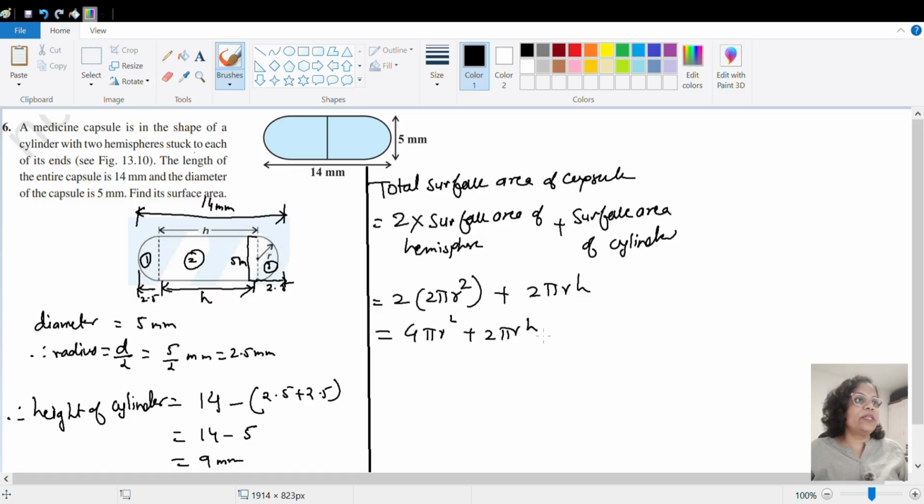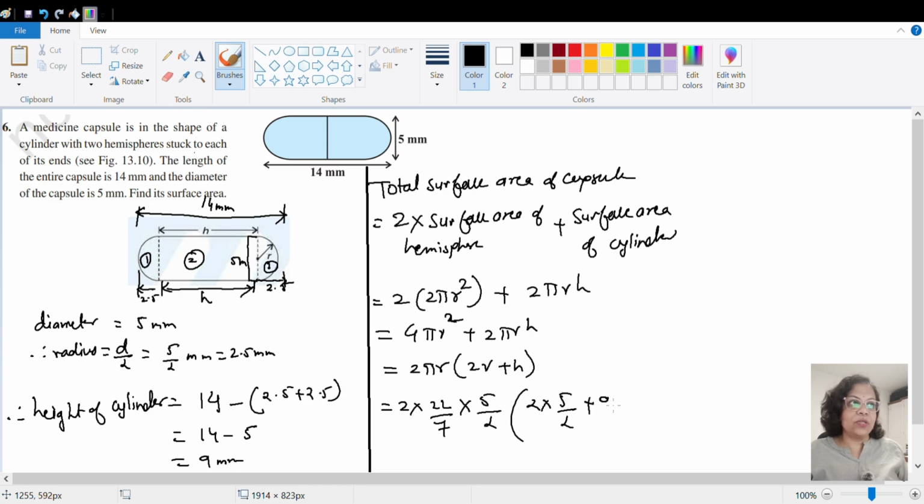From this you can take 2 pi r common. So in the bracket you are left with 2r and h. So 2 into this becomes 22 by 7, and r I will write as 5 by 2, into the bracket 2 into 5 by 2 plus h, which we have got as 9. So these two are gone, these two are gone.